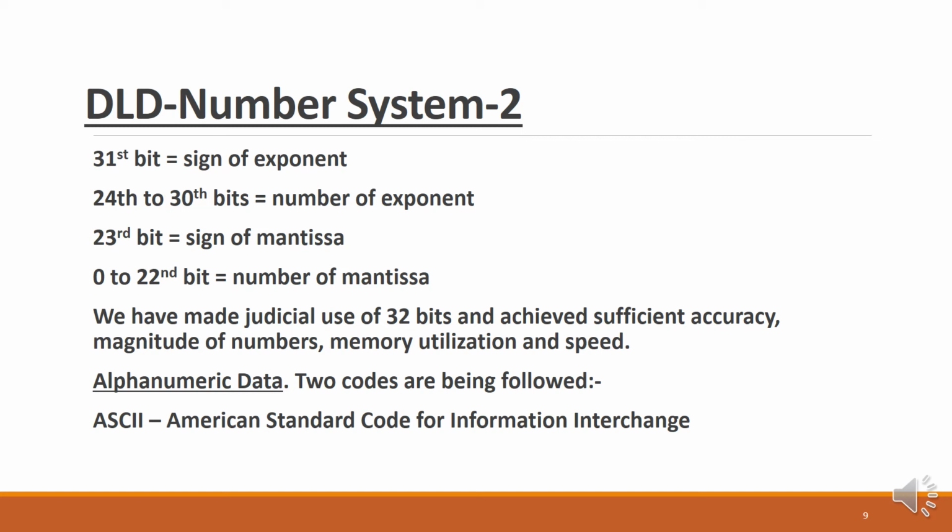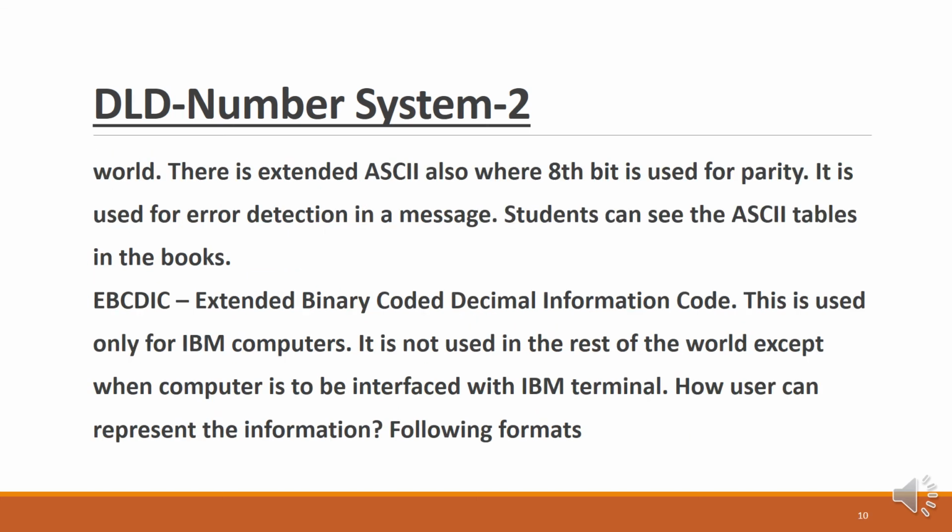Now, A to Z and 0 to 9, how do we represent them in computers? The code invented for this is the ASCII code, American Standard Code for Information Interchange. This is a 7-bit code being used for the word, and there is an extended code, the ASCII code, in which there are 8 bits, and the eighth bit is being used for the parity.